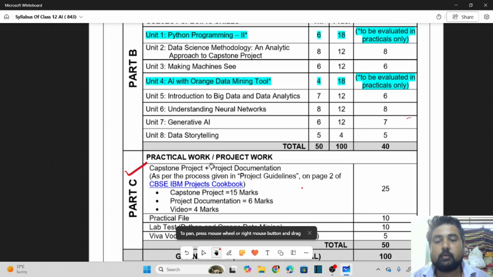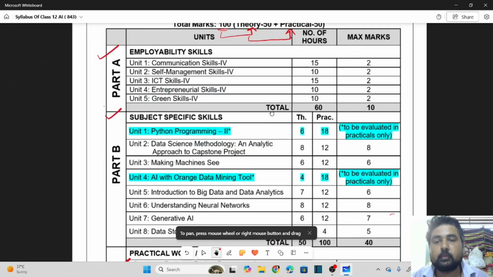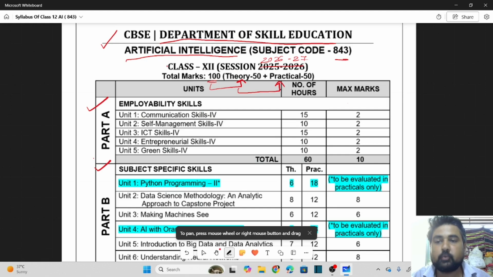Now, talking about part A, it is employability skills. You are already familiar with these topics, employability skills, from class 9, 10, and 11. Employability skills contain these 5 units. Unit 1 is communication skills, and the total number of hours is 15.